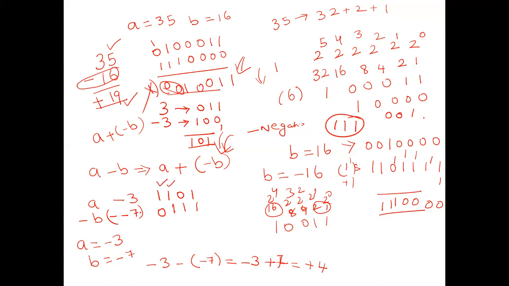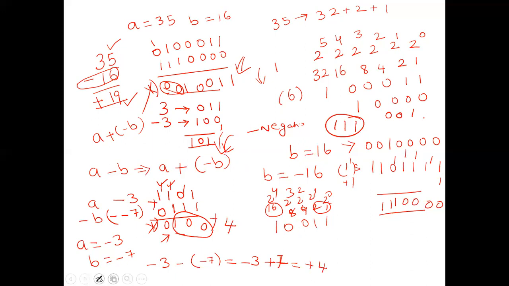Okay, or else first you convert the number 7. So minus 3 minus of minus 7 will become minus 3 plus 7. So I will again perform addition. 1 plus 1 is 10, 1 plus 1 is 10, 1 plus 1 is 10, 10 plus 1 is 11, and 1 plus 1 is 10, and you have to ignore the carry. So my most significant bit is 0, so it is a positive number. So the answer is plus 4. Obviously minus 3 minus of minus 7 becomes 4.